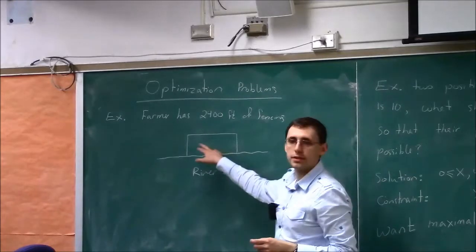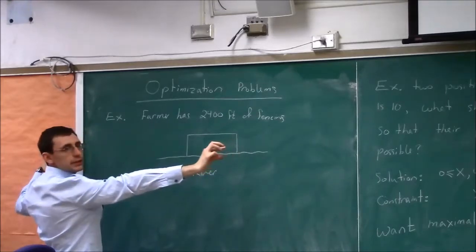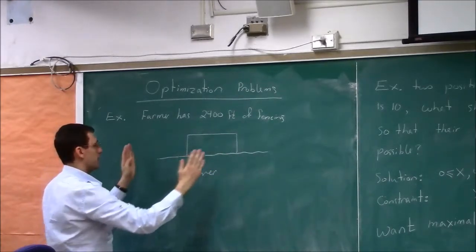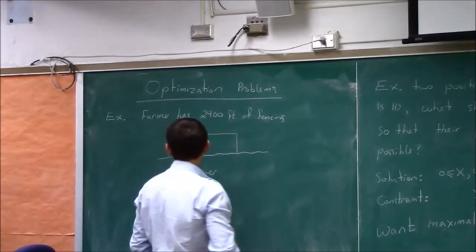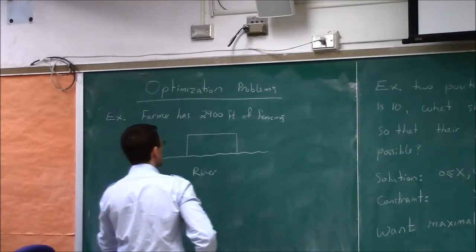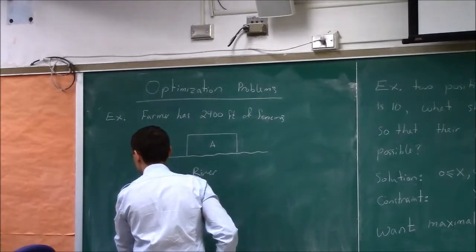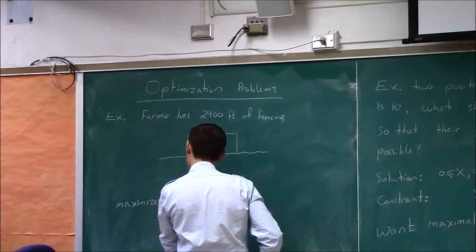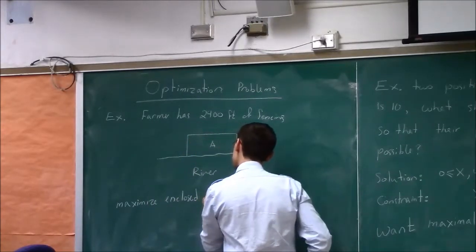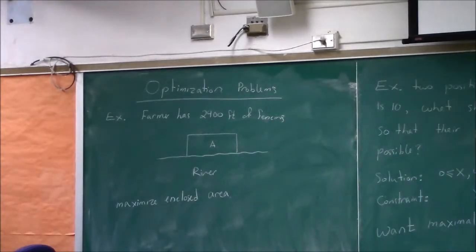Now you see what you have, a choice. You have a choice of whether to make this enclosure very thin but long, or to make it more stocky. So we want to maximize area. This is A. Maximize enclosed area.